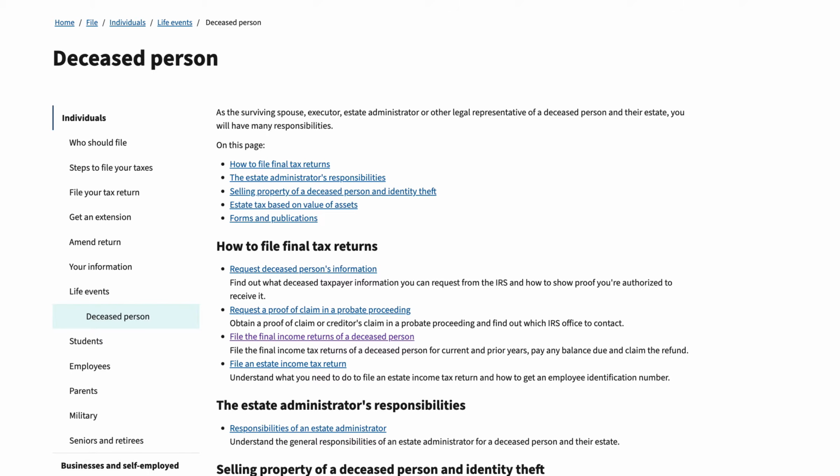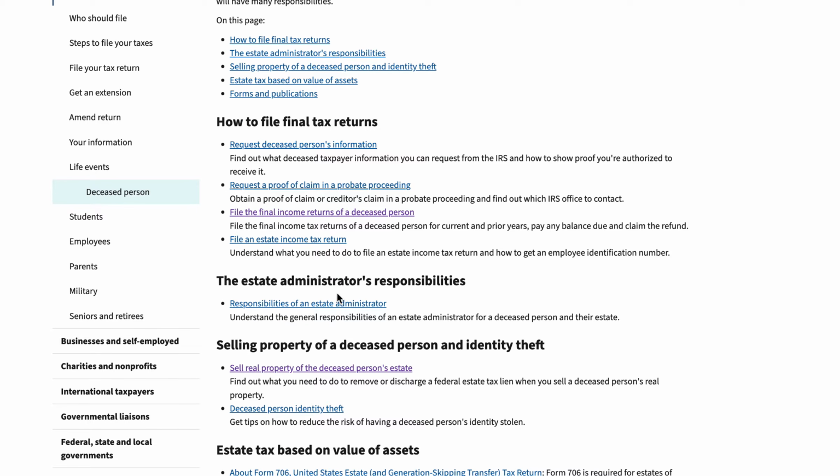So they break them down into filing final tax returns, estate administrator responsibilities, selling the property of a deceased person and any identity theft issues that may come up, estate tax, and then forms and publications. So we'll circle back to the tax returns because that is the most frequently asked question that I receive, which is how to properly go through a deceased person's taxes. There's also a link to a page if you need to better understand the responsibilities of an estate administrator.